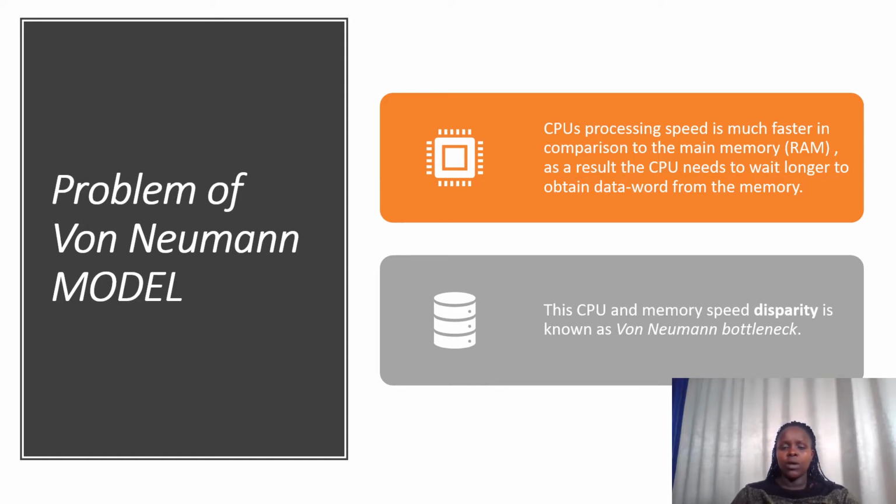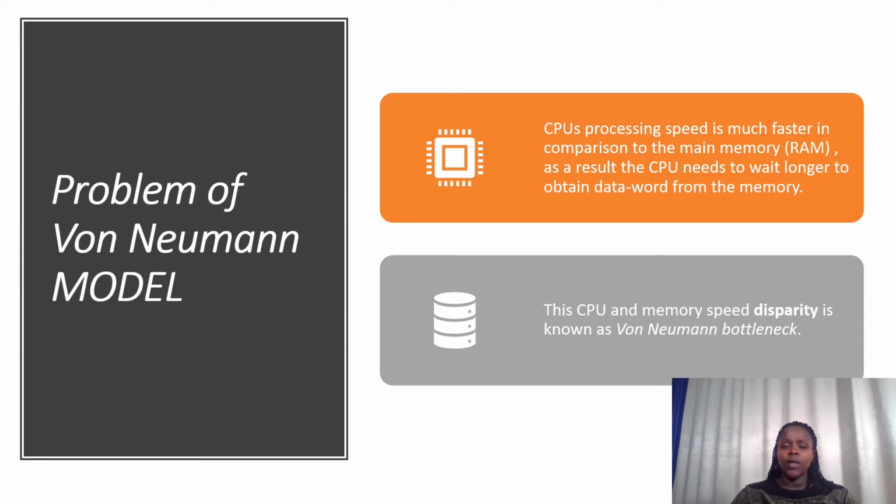CPU's processing speed is much faster in comparison to the main memory, RAM. As a result, the CPU needs to wait longer to obtain the data read from the memory. As I told you, they use a single data path where the data should pass either after the instruction or instruction passes after the data.